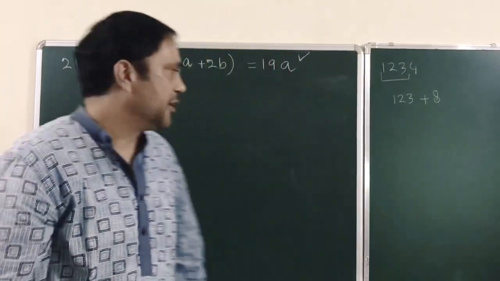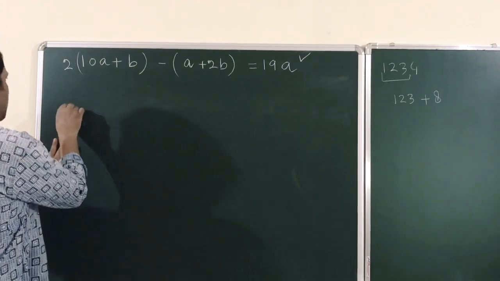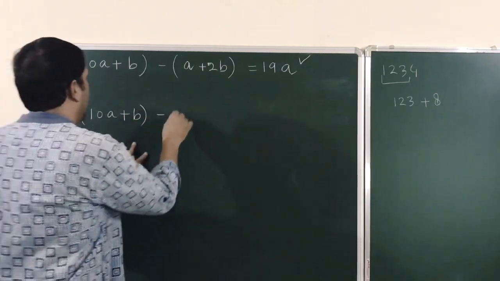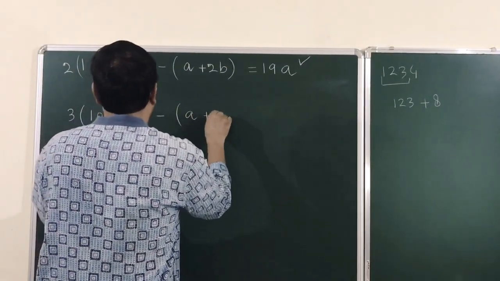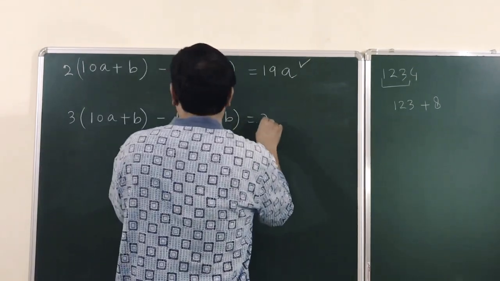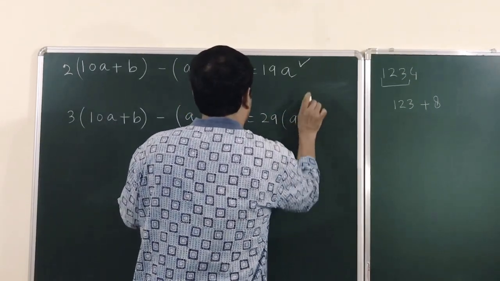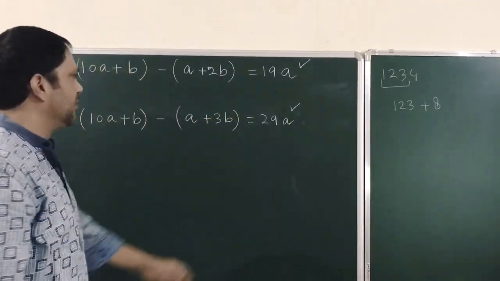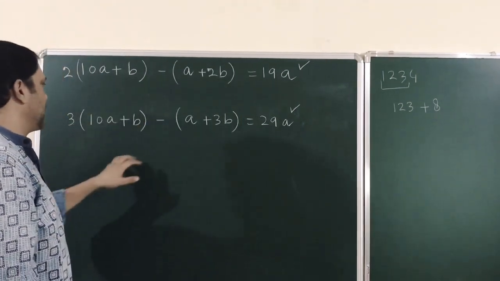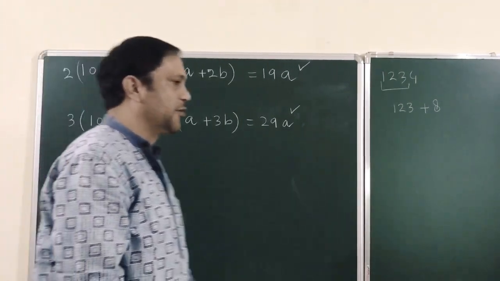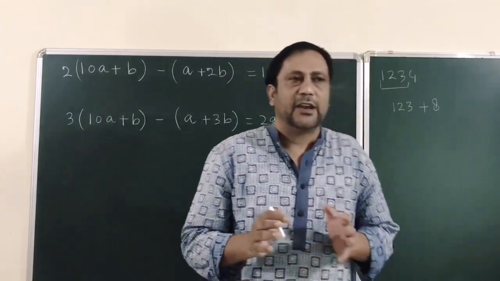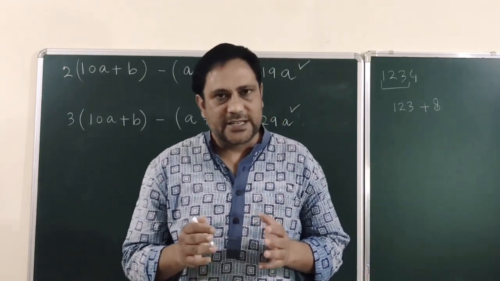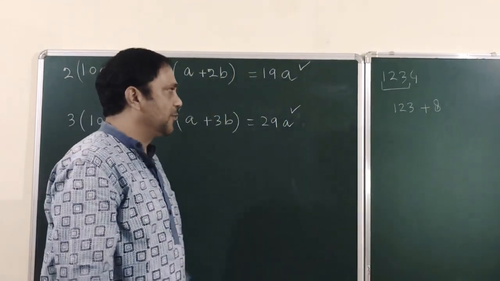Let's say you have to confirm the divisibility by 29. You can write 3 times 10a plus b, and you can write minus a plus 3b, and that equals 29a. So this is divisible by 29. In order to make this divisible by 29, I can confirm the divisibility of a plus 3b by 29. So this is the way we can develop the divisibility by any number, and this is the strategy we have to use for the Olympiad problems.